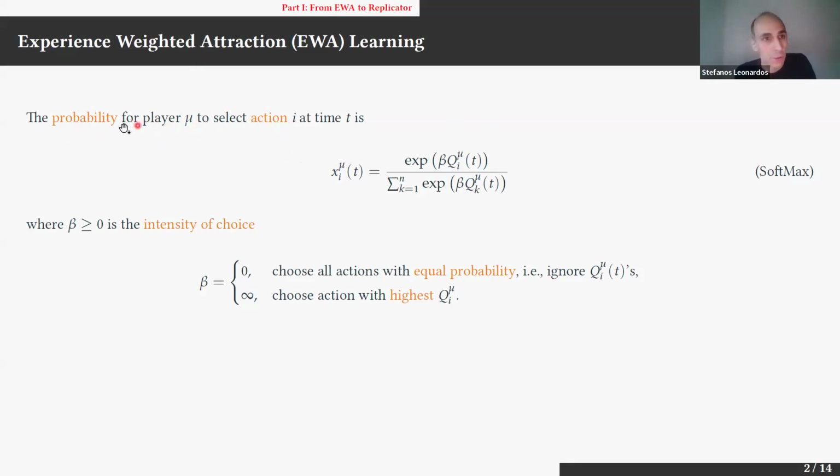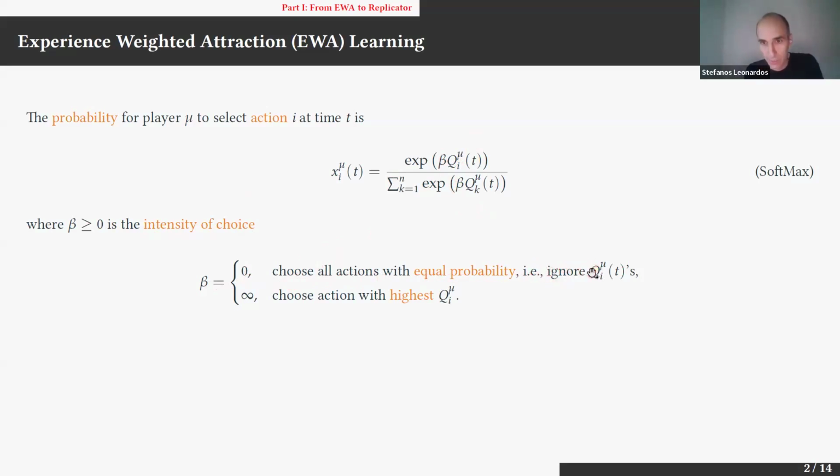So let's go directly into the learning rule. The probability for a player mu to select an action i at time t is given by this softmax. Here we have one parameter, beta, which is defined as the intensity of choice. I will go into what the Qs are right afterwards, but first the beta. If beta is equal to 0, you see that simply all these Qs cancel out. So in this case, we choose all actions with equal probability.